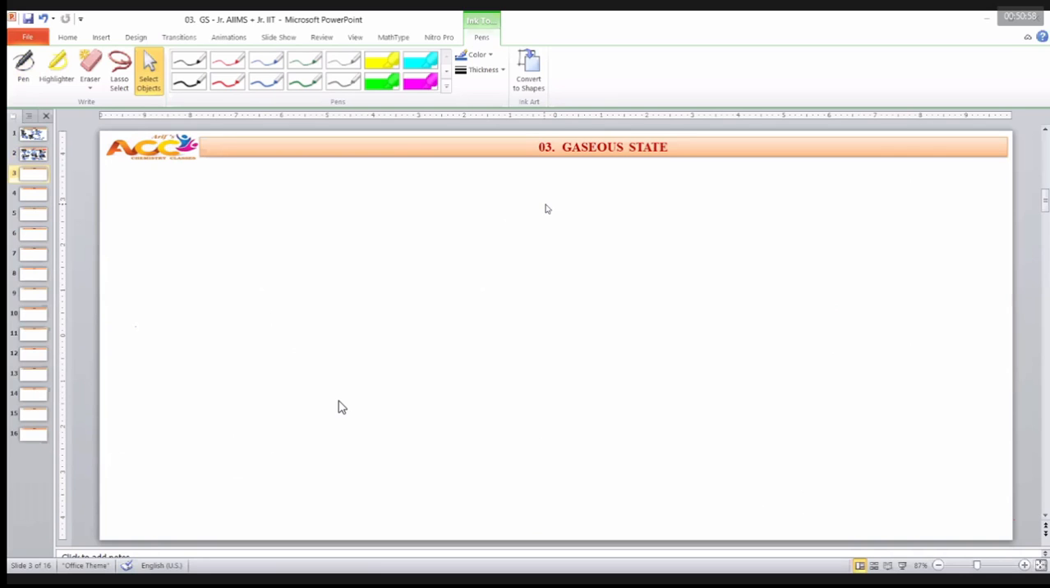Last question of the Van der Waals equation, and this is very important for both of you. It's a conceptual question, 2004 IIT examination.